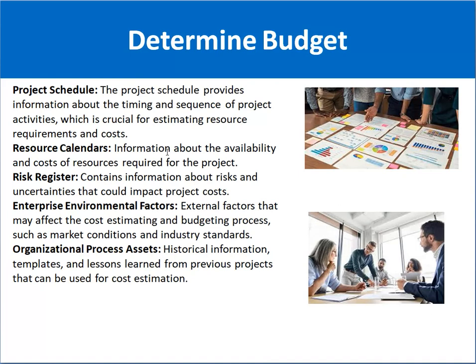Enterprise environmental factors are basically external factors that may affect the cost estimating and budgeting process, such as market conditions and industry standards. Organizational process assets are basically the historical information, templates and lessons learned from previous projects that can be used for cost estimations as well.